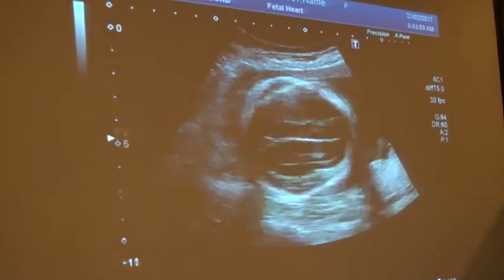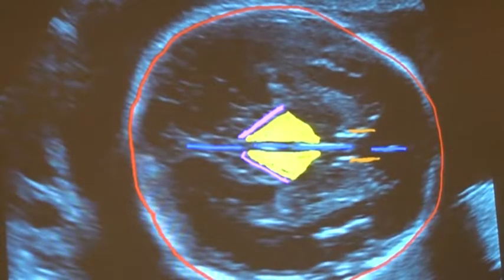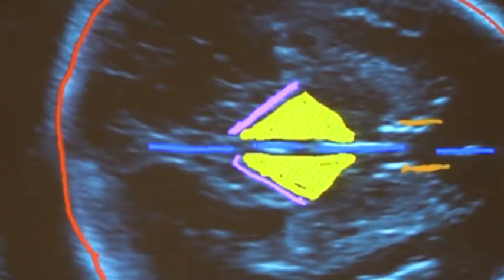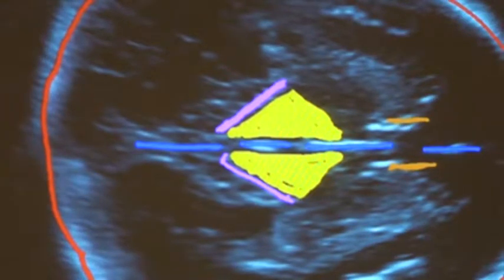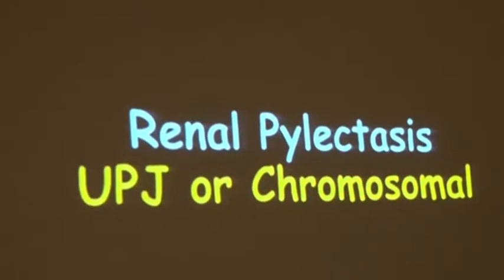That's lateral ventricle dilatation. When we assess lateral ventricle dilatation, we have to see the dangling choroid plexus, measure the cortex, and measure the lateral ventricles. If you see an elongated cystic structure, which is the cavum septum pellucidum, that means there is no evidence of agenesis of the corpus callosum. Of course, you have to take the long axis view as well, but this gives you confidence that there is no problem. Renal pyelectasis or UPJ or chromosomal.